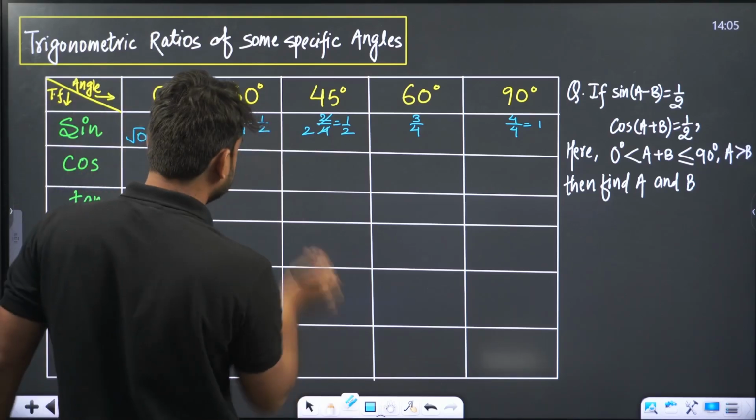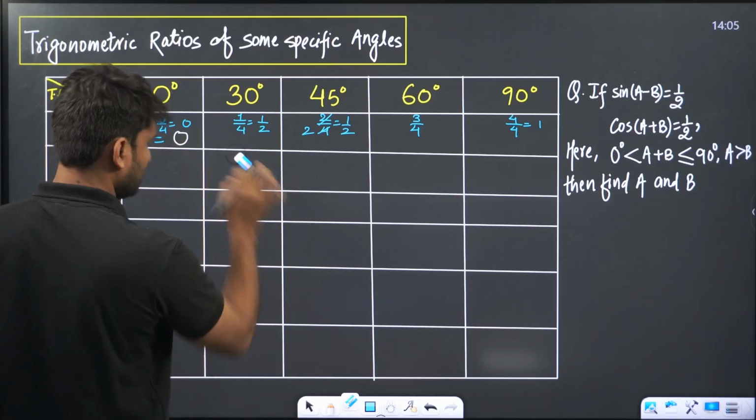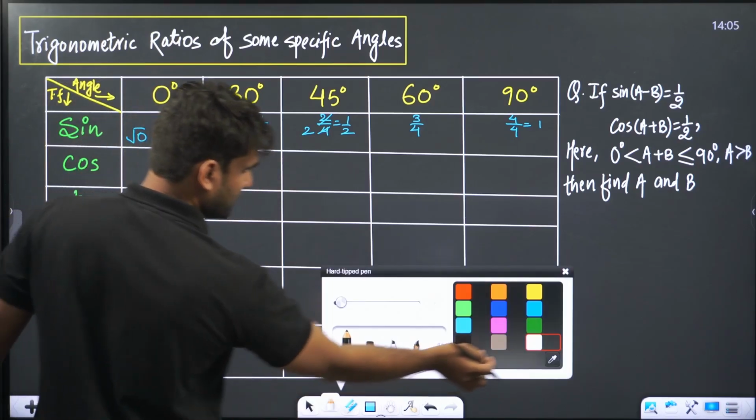Something is missing here. Just a second, guys.